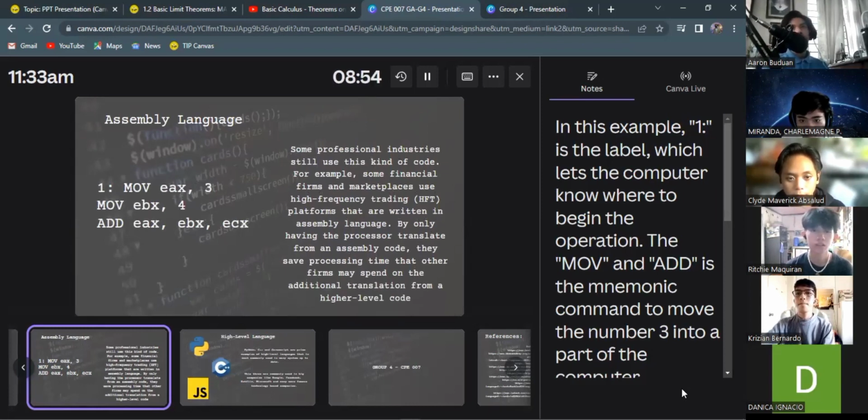Assembly language. Some professional industries still use this kind of code. For example, some financial firms and marketplaces use high frequency trading or HFT platforms written in assembly language. By only having the processor translate from an assembly code, they save processing time that other firms may spend on the additional translation from a higher level code.